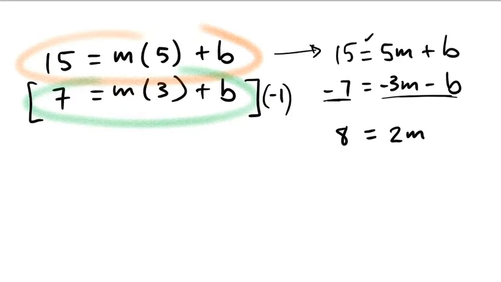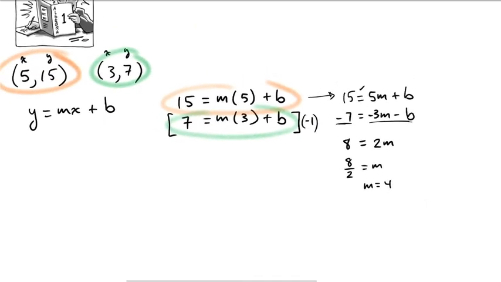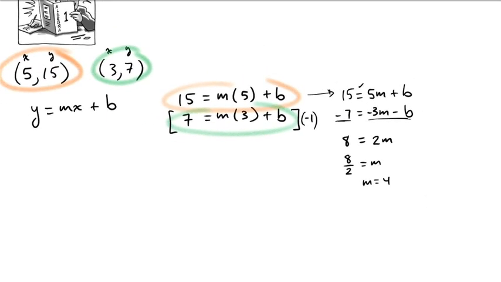And my b's are gone, right? b plus negative b is 0. So because of this, I end up getting that m, my slope parameter, is 8 divided by 2. Therefore, m is equal to the number 4. That's an interesting way to find the slope, right? I can confirm that it's correct by looking at my original points, and I can say the slope is change in y over change in x. Change in y I could write as 15 minus 7 over 5 minus 3.